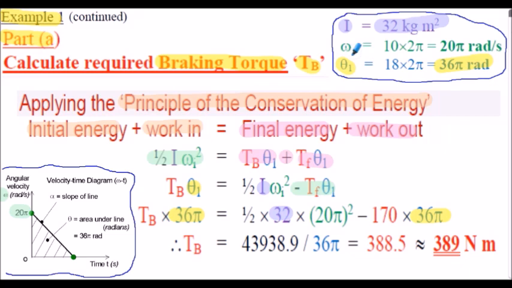And the initial angular velocity was 20 pi radians per second. That's denoted as omega 1 here, so there's my 20 pi, and of course it's squared in the equation. And then simply evaluating the right hand side of the equation and dividing by 36 pi, we find that the braking torque required to bring the shaft to rest is 388.5 newton meters, or approximately 389 newton meters. So that's the first part of the example solved.